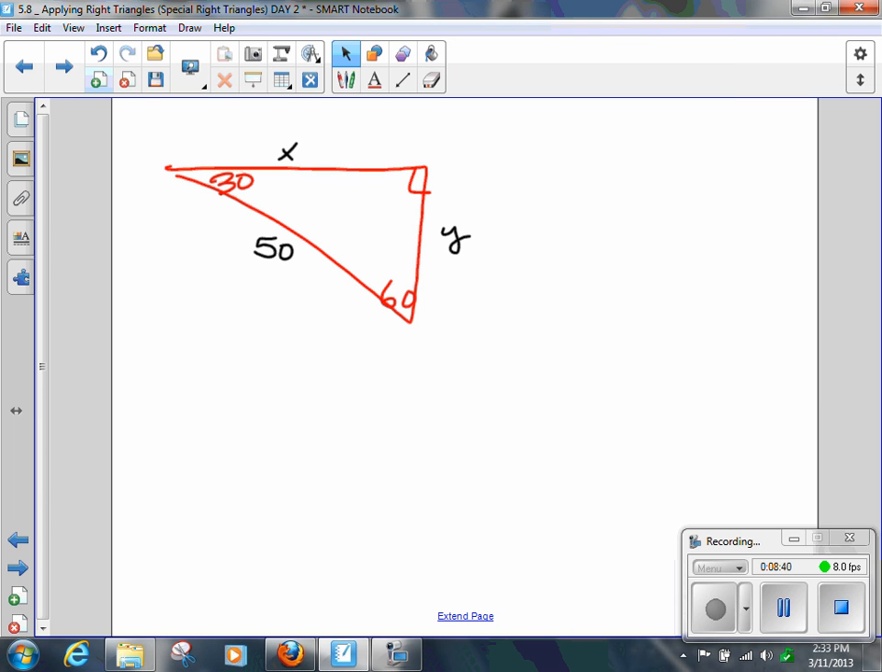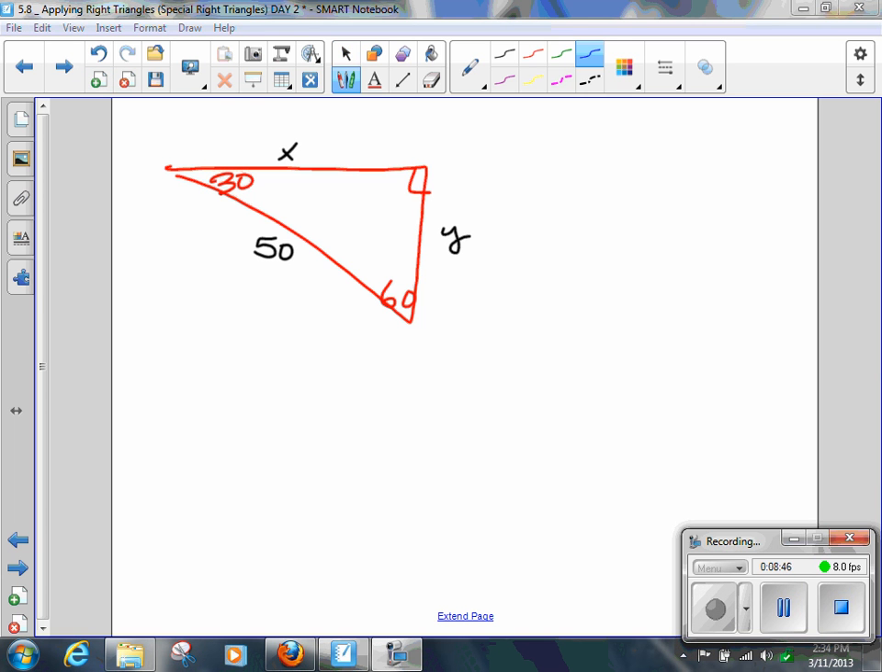Let's look at another one. You guys find X and Y yourselves. The hypotenuse is given. All right, if the hypotenuse is given, what's the easiest leg to find? The short leg. So what are you going to do to get the short leg? Divide by 2. 50 divided by 2 is what, everybody? 25. Which one is the short leg? Very good. If Y is 25, then what's the long leg, everybody? 25 root 3.